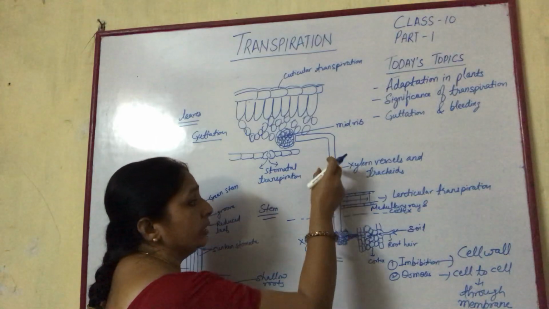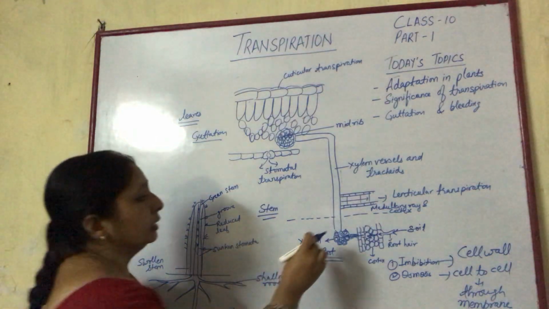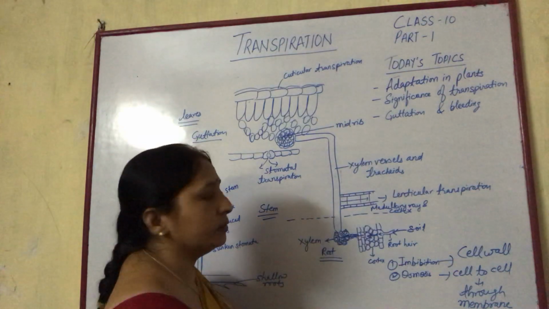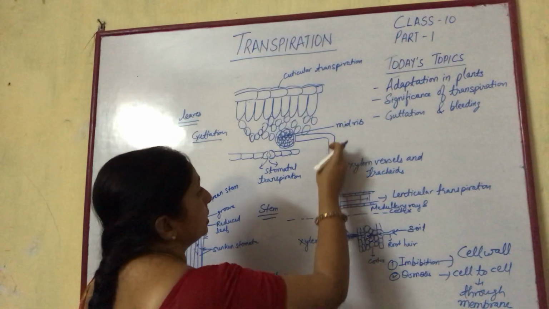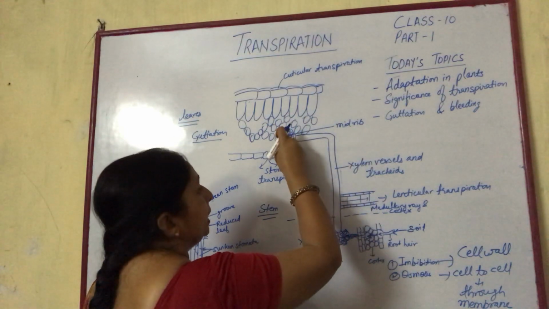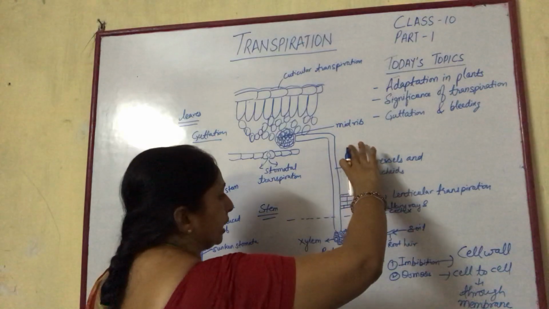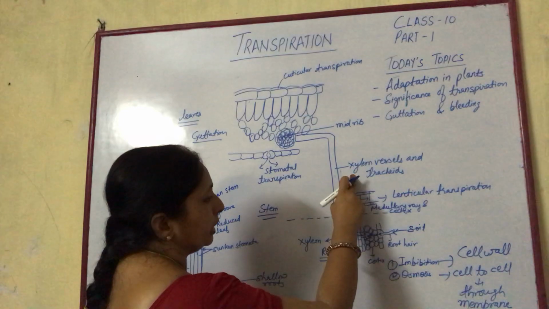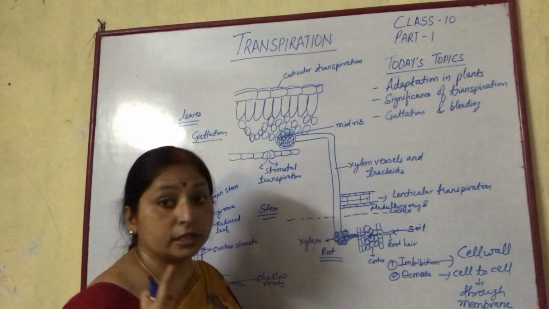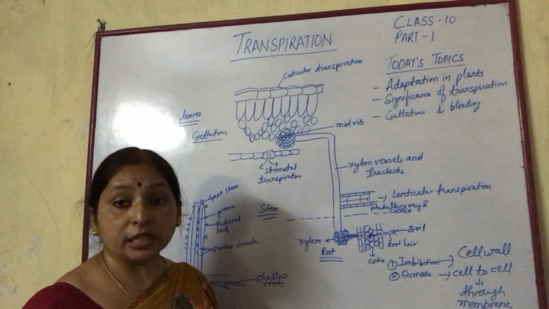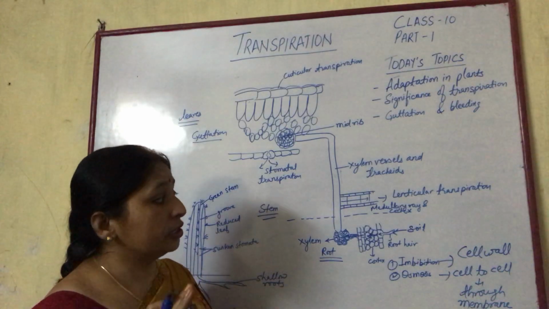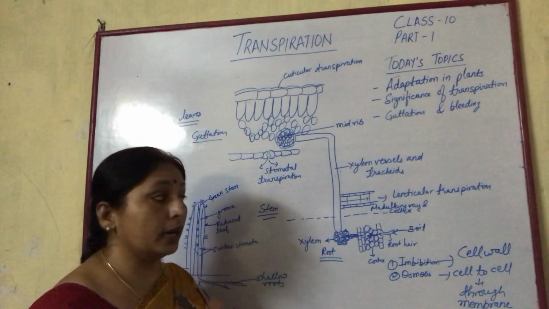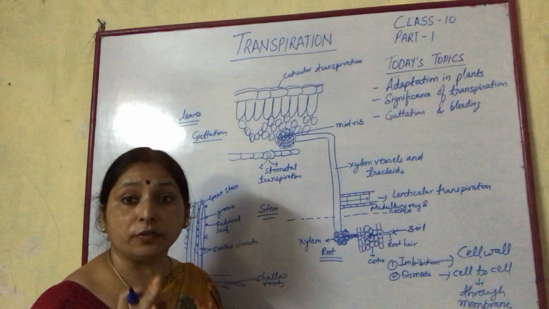In the xylem, through the xylem vessels and tracheids, this long tube-like structure represents xylem vessels and tracheids. Through them, water reaches up to the midrib of the leaf. This section is about the stem portion: stem, xylem vessels and tracheids. In green stems, the transpiration is with the help of stomata, while in the case of woody stem or bark, the transpiration is by means of lenticels.